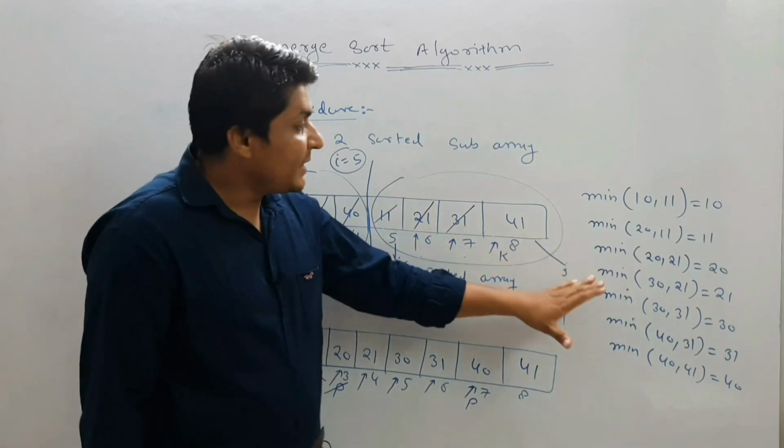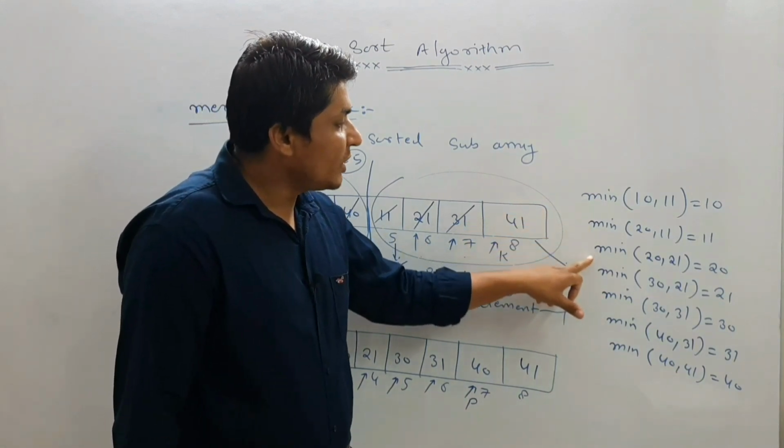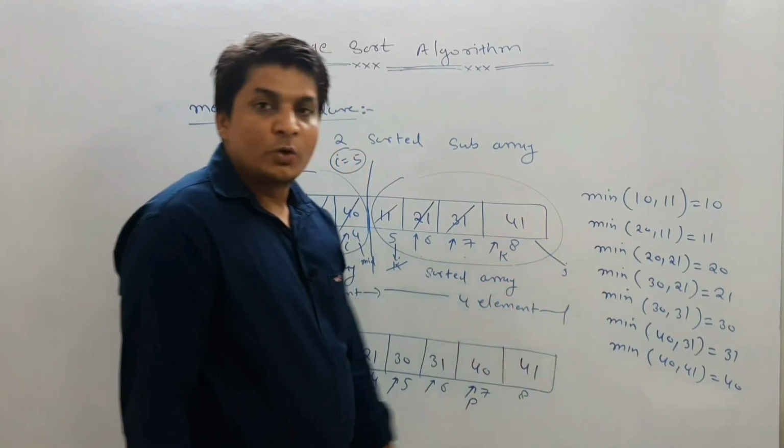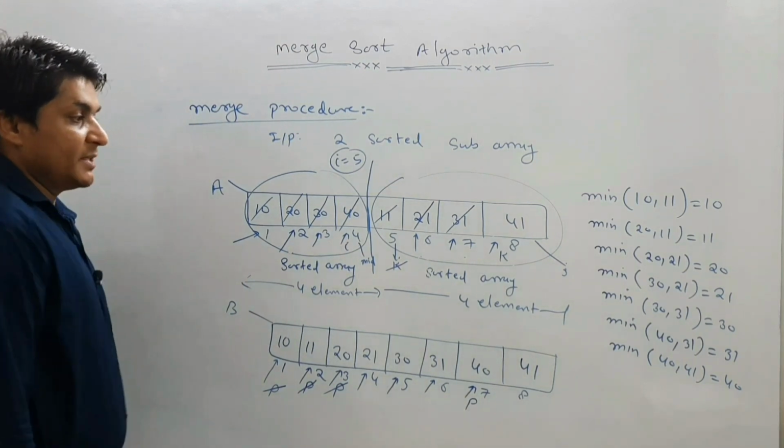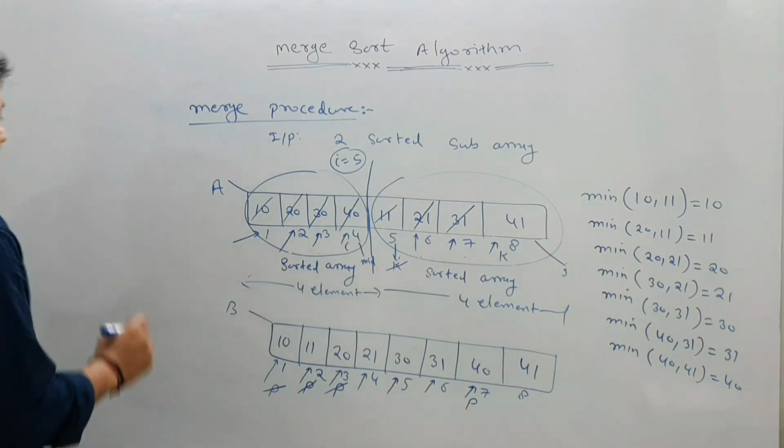Now how many comparisons have we made? 1, 2, 3, 4, 5, 6, 7. In total we have made 7 comparisons. Now this is the worst case of merge sort.